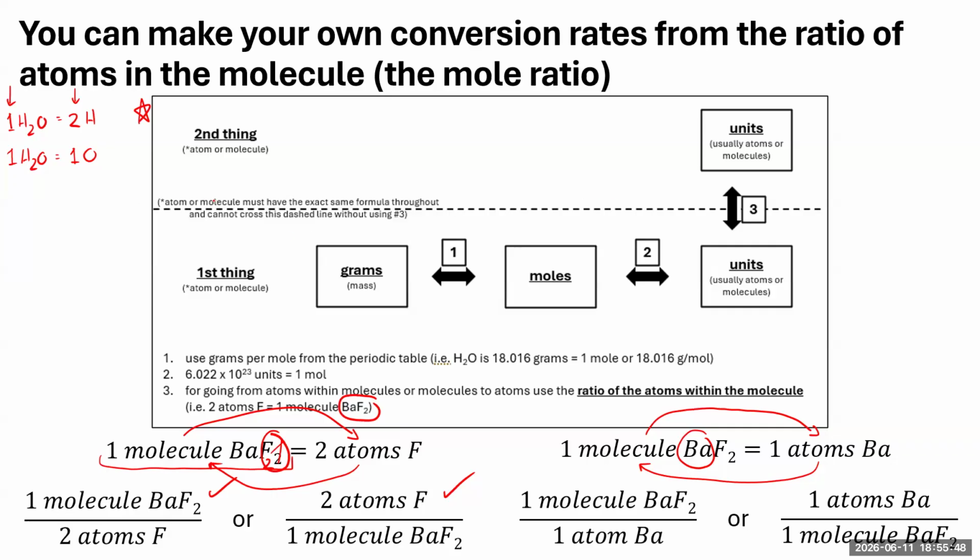So we're going to expand on our little table here. And I created this little dotted line, right? Everything on this side of the dotted line has to have exactly the same formula. Everything on this side of the dotted line can be a different formula, right? And this will let us convert between molecules and atoms. All right, so let's try that.